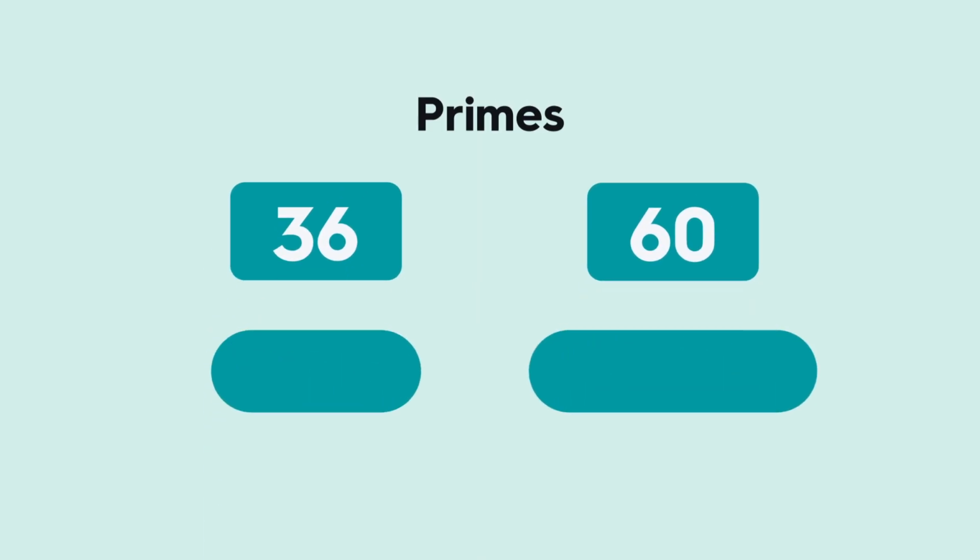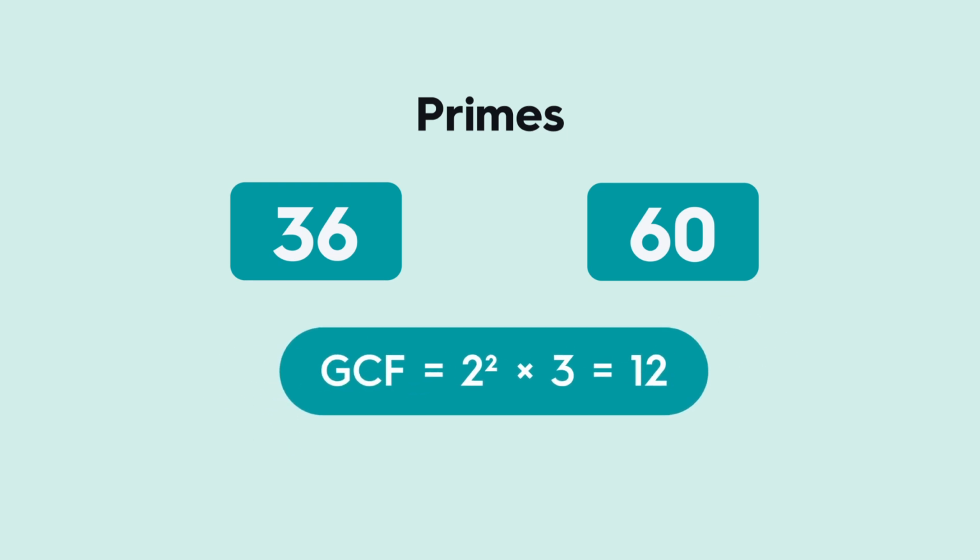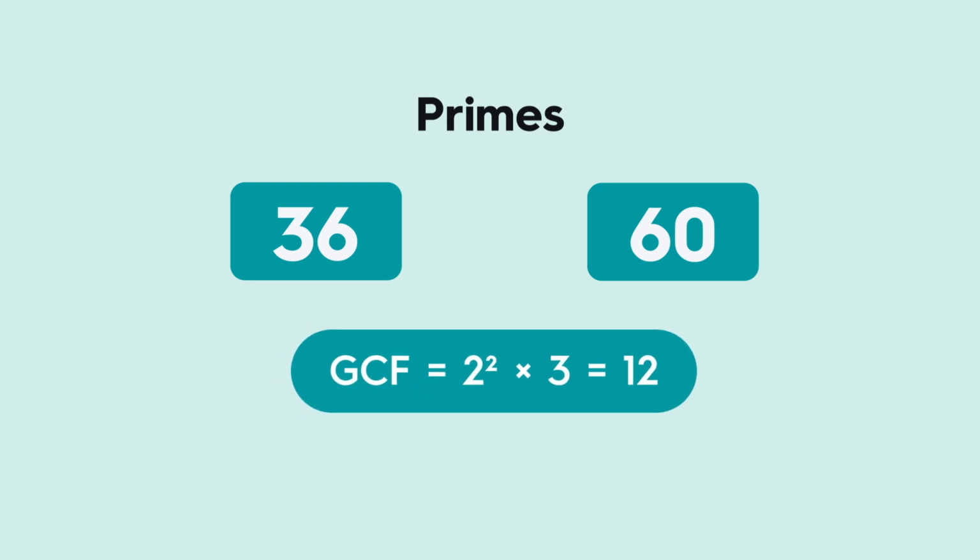Break each into primes. 36 is 2 squared times 3 squared. 60 is 2 squared times 3 times 5. Take the primes they share using the smaller exponents. That gives 2 squared times 3, which equals 12.